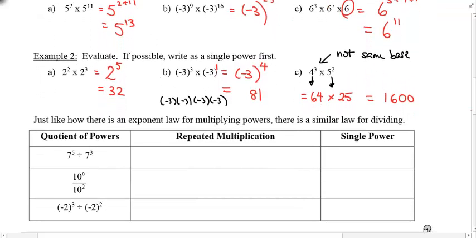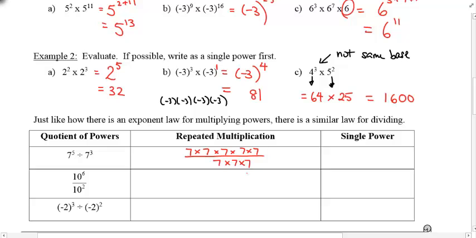Now, we just talked about the exponent law for multiplying. Let's talk about an exponent law for dividing. So we call this dividing quotients. So now I'm going to ask you to do 7 to the power of 5 divided by 7 to the power of 3. And I'd like you to write this once again as repeated multiplication. So 7 to the power of 5 on the top, or the numerator. We're going to divide that by 7 to the power of 3 on the bottom.